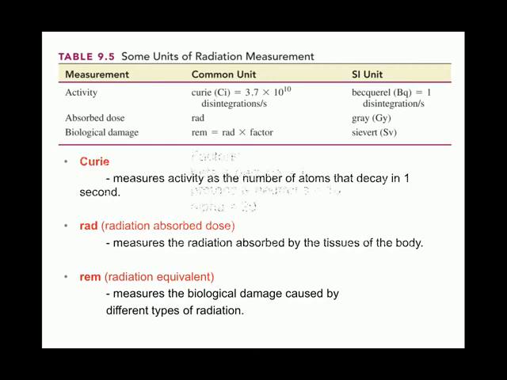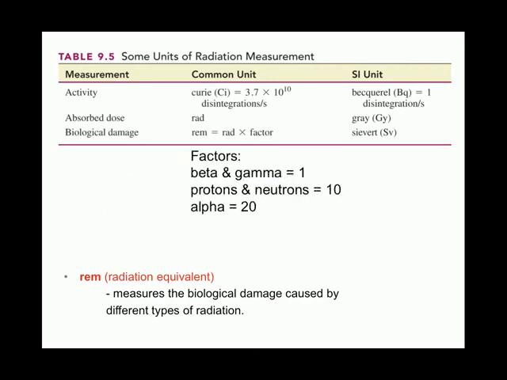Now, for the factors, we have beta particles and gamma rays, which get a factor of 1, versus protons and neutrons with a factor of 10. So if you're exposed to the same number of neutrons as beta particles, the neutrons will cause 10 times the damage. And notice for the alpha particles, it's a factor of 20. Now we're talking internal damage. So if you were to ingest a substance that was emitting alpha particles, you're in a world of hurt.